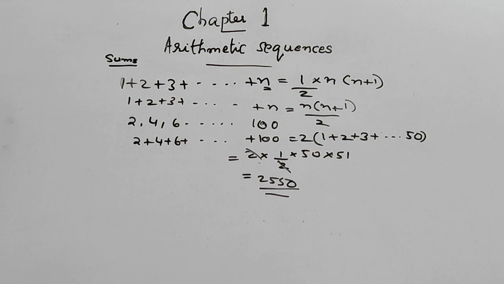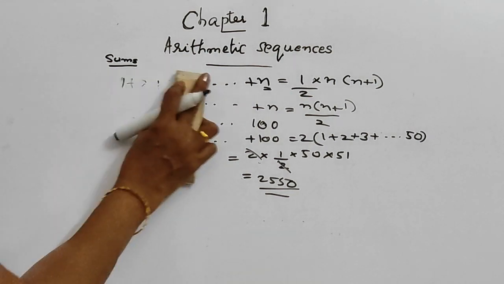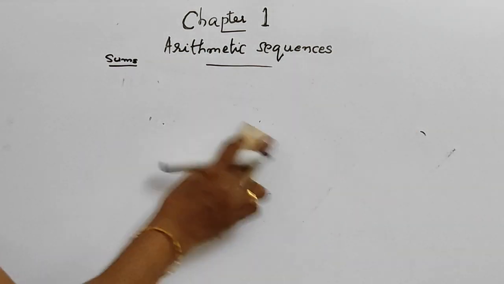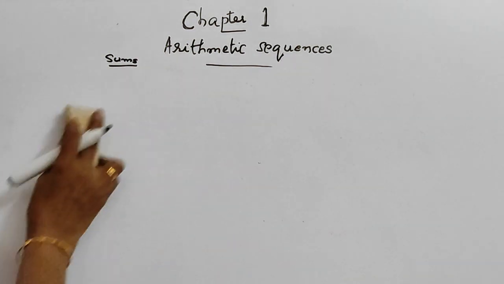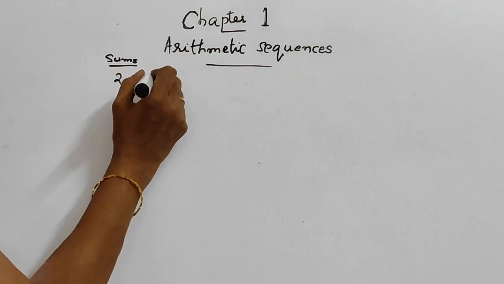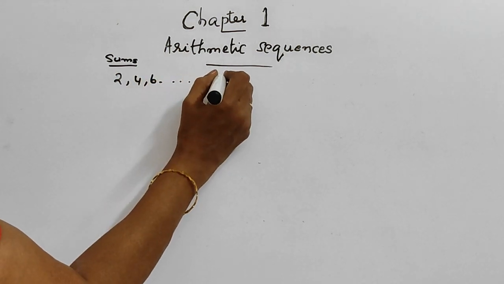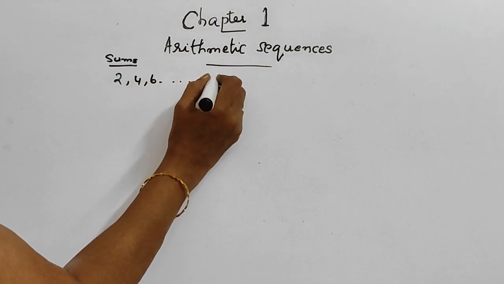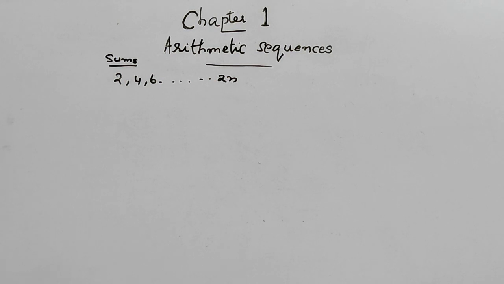In general, the first n even natural numbers, as we have studied earlier, are of the form 2, 4, 6, and so on. The last term, xn, is equal to 2n. How to find their sum?